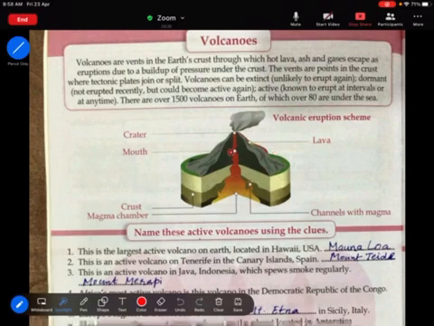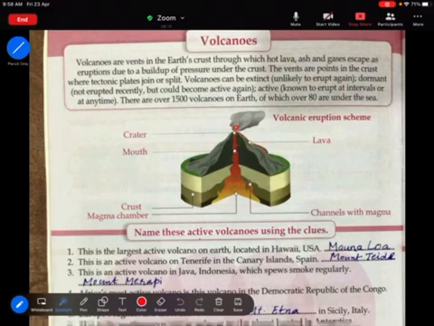This is the mouth and crater. This point is called the crater. So this is a volcano. The hot lava, the hot molten substance is coming through this vent. This is the vent. So volcanoes are the vents in the Earth's crust through which hot lava, ash, and gases escape as eruptions due to a buildup of pressure under the Earth's crust. Here, the pressure is formed. The vents are the points in the Earth's crust where the tectonic plates join or split.